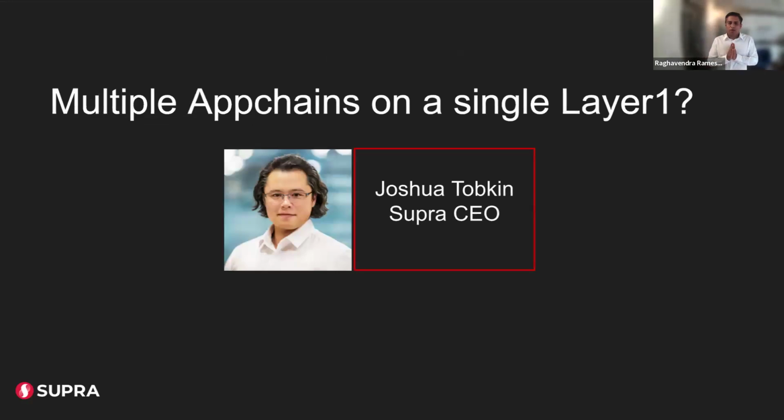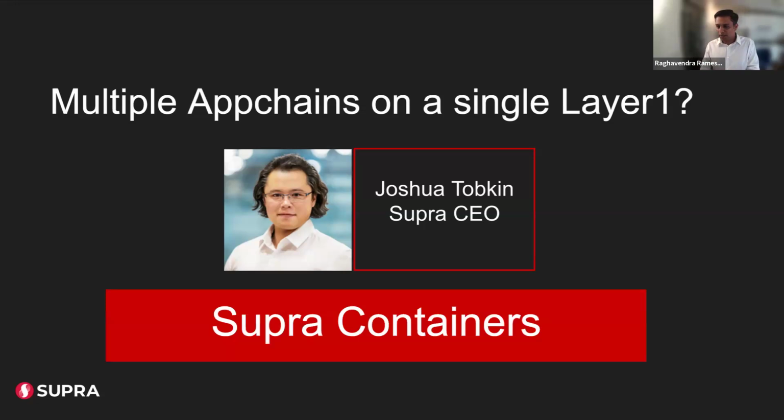So yeah, can we host multiple app chains on a single layer one? This was precisely the question asked by our CEO, Joshua Topkin. He showed that we are a high-performant layer one blockchain. Certainly, we have the opportunity and room to host multiple app chains. The question is, how? Can we come up with some way? He's the one who ignited the idea, led the thinking here, and the result is Supra containers.